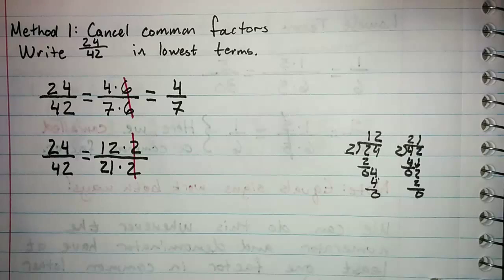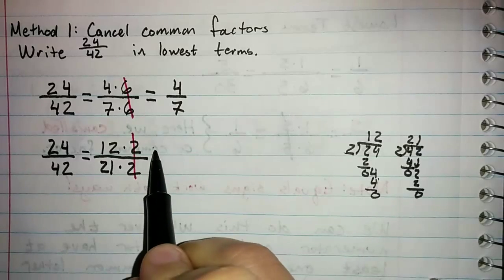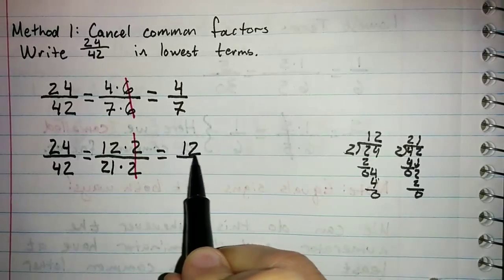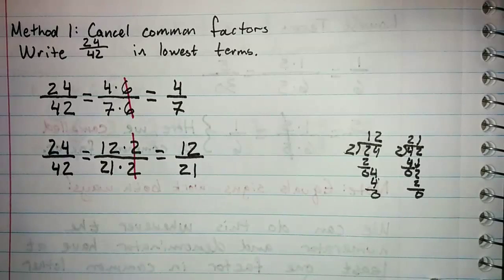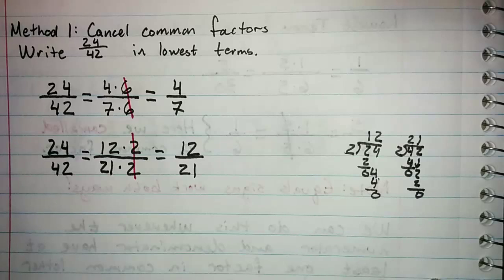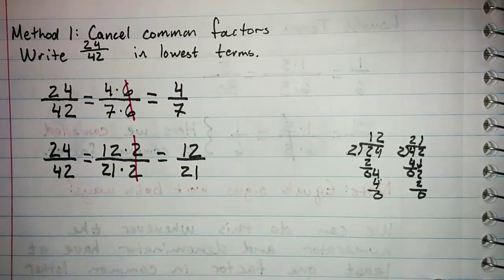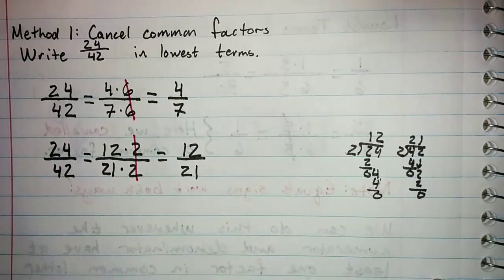Now the 2 cancels, and we're left with 12/21. Alright, but I'm still not sure if it's in lowest terms or not. Are they both multiples of 2? No. 21 is an odd number. Are they both multiples of 5? Nah, neither one's a multiple of 5. Neither last digit is 5 or 0.